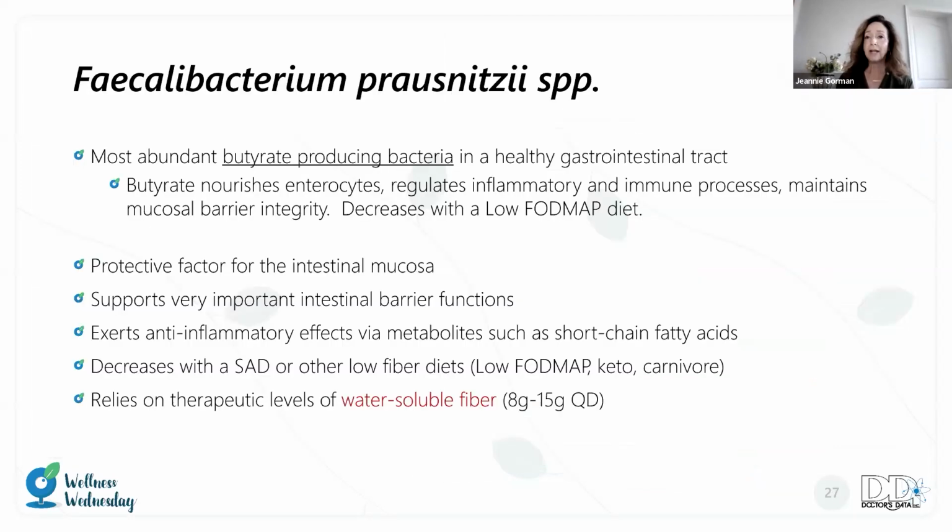Just to touch on Faecalibacterium prausnitzii, this major producer of butyrate nourishes the enterocytes, regulates inflammation, immune processes, and mucosal barrier integrity, and it does suffer with a low FODMAP or low fiber diet. Other benefits for this member are here, so it's just something that I like to touch on and make sure of if the patient thinks they're taking in enough fiber. If this is low, I would argue that they might not be taking in enough fiber. So I would always go to the recommended dosing of the water-soluble fiber, which is not the vegetable fibers, and that would be 8 grams to 15 grams a day. The vegetable fibers would be, of course, the insoluble fiber.